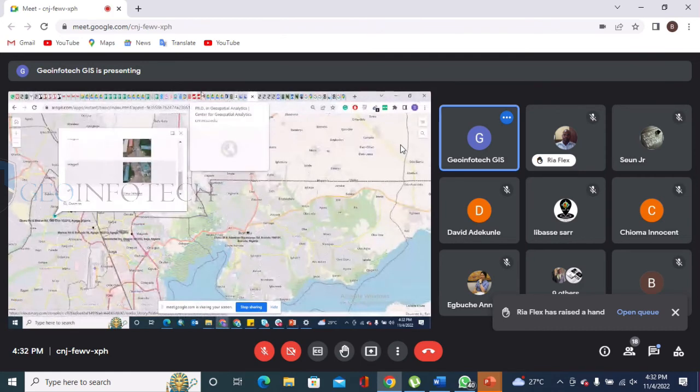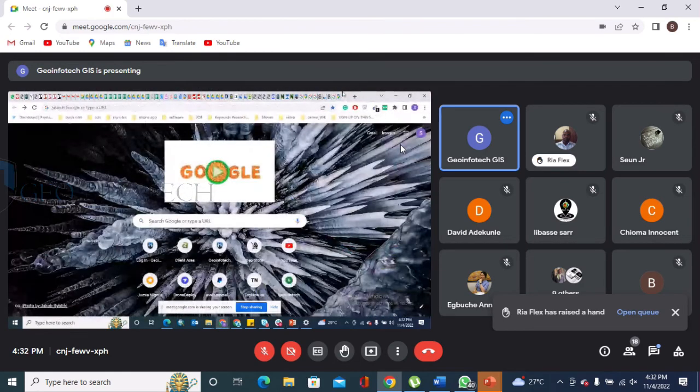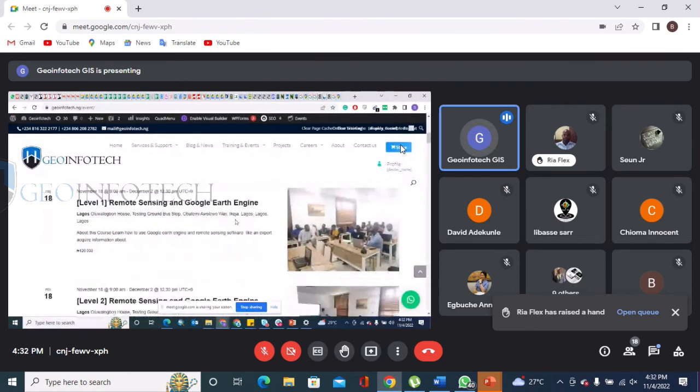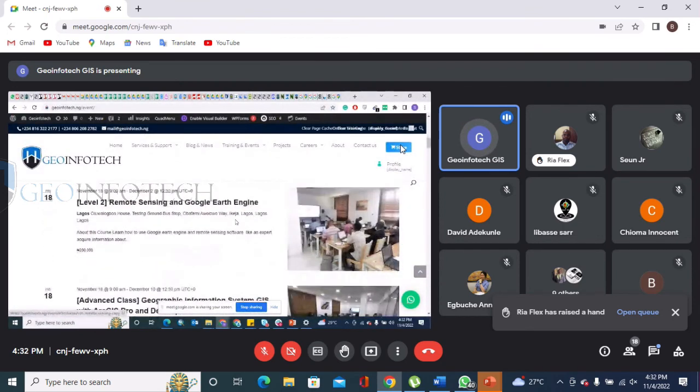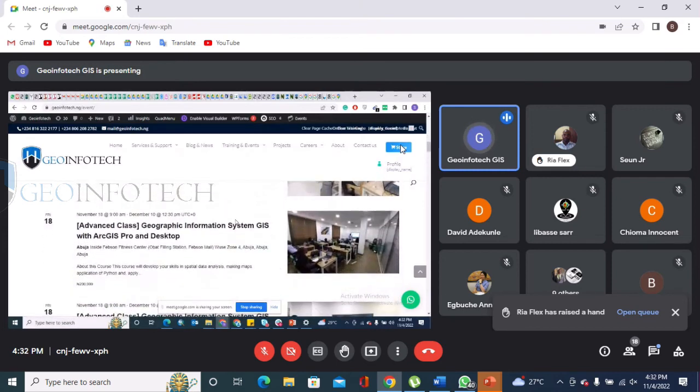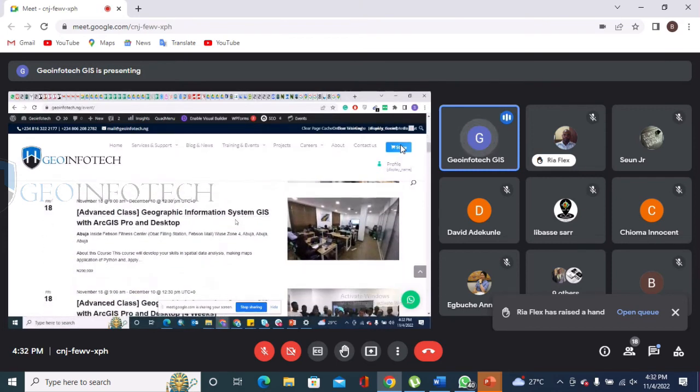Okay, so remote sensing and Google Earth Engine for level 2 and level 1. And we have an advanced class in Geography Information System. So now in GIS, we have 3 different classes. One is beginners, and the second one is beginners to intermediate, that is from scratch to intermediate. But this advanced class is majorly just advanced. So you must have learned the beginners to intermediate before you take advanced.